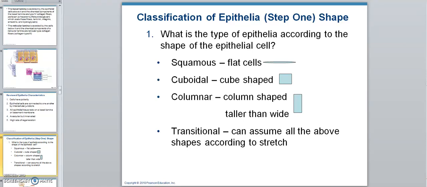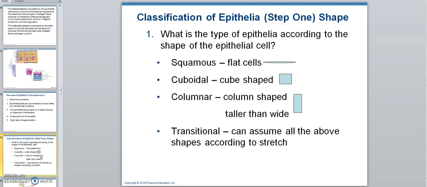Okay, we're now looking at the classification of epithelium. I'm going to say that step one, not that they're really in steps, but that's me, is to determine the nomenclature. How do you name the epithelia according to epithelial guidelines, or, shall I say, histology guidelines?